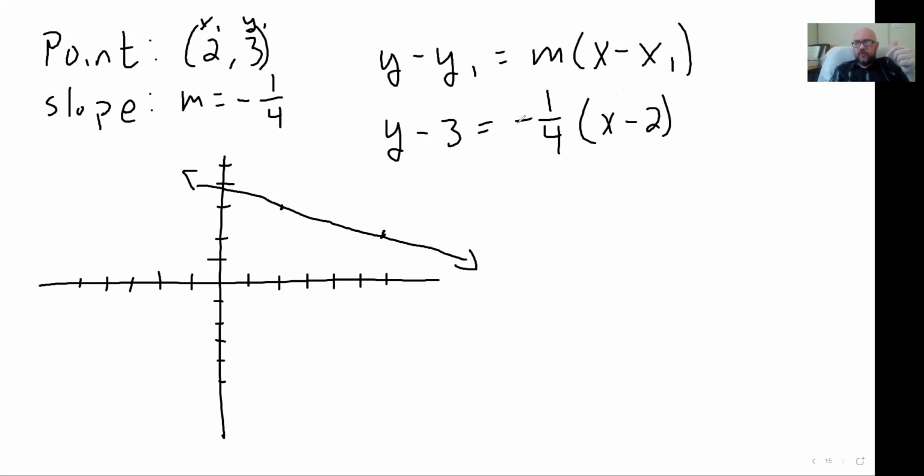And I know the slope is -1/4. So I go down 1 and right 4. And there we go. That's my line. So I don't actually need to start at the y-intercept. I can start anywhere as long as I know some point on the line.